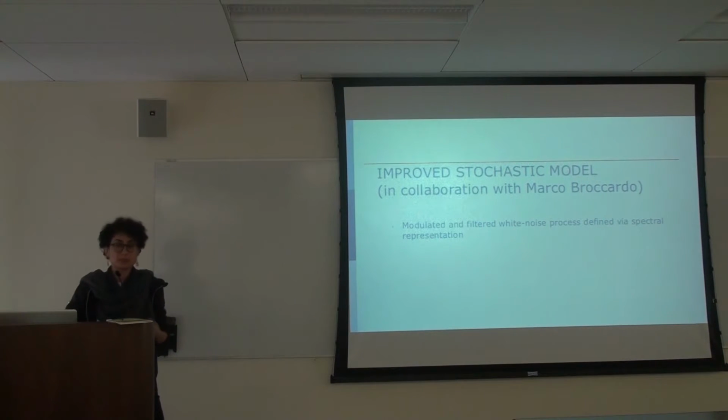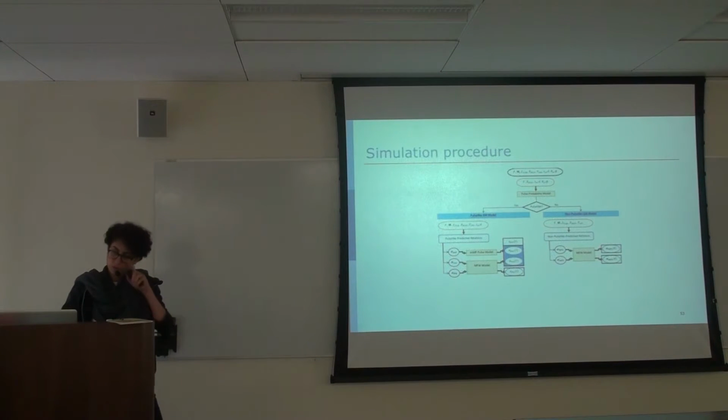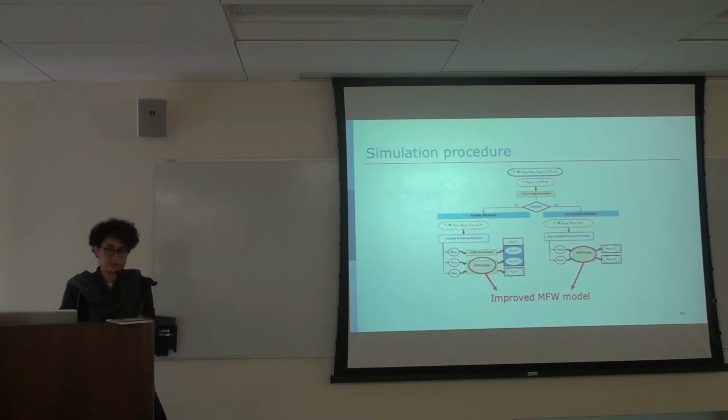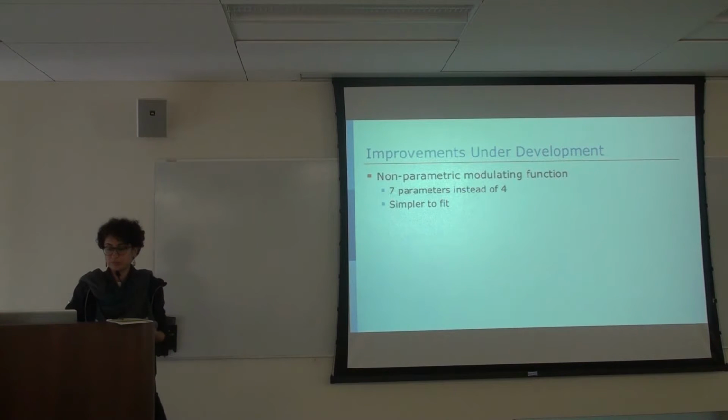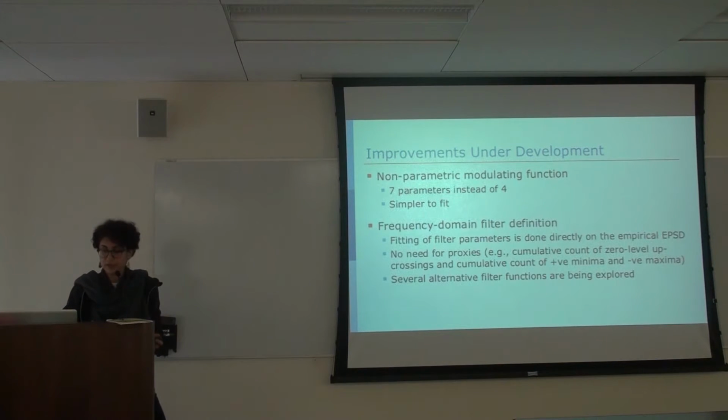Finally, the last part is the improved stochastic model, which consists of a modulated and filtered white noise process defined via a spectral representation. So what we're proposing is to replace the modulated filtered white noise model that we've been using with an improved version. The improved version includes a non-parametric modulating function. It has a larger number of parameters, but it's simpler to fit.